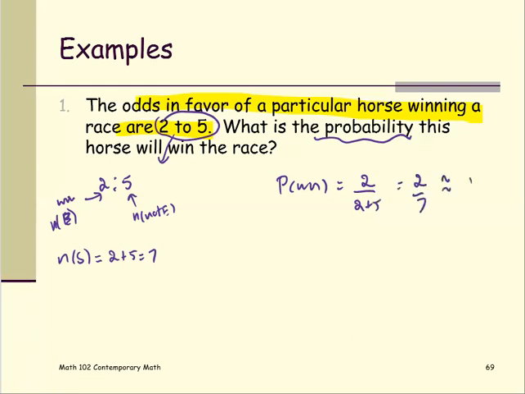In decimal form it is about 0.2857, or a 28.57% chance for the horse to win this race.